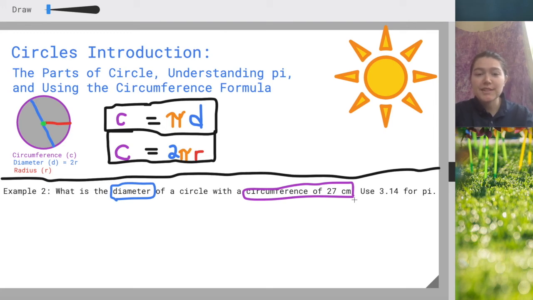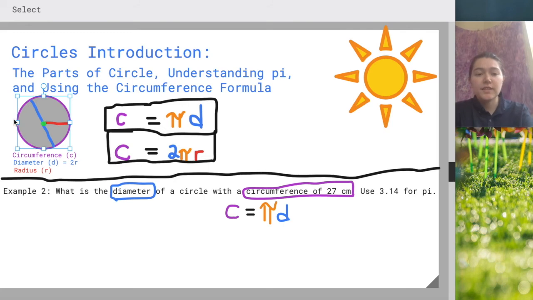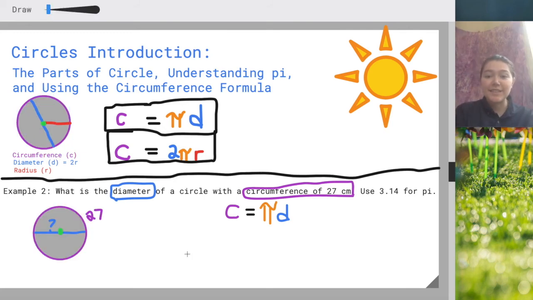Which of my formulas has both the circumference, c, in it, and the diameter, d, in it? This one, the top one, or the bottom one? The top one, right? The circumference is equal to pi times diameter. So I'm going to rewrite that. Okay, and then let me just quickly get a drawing of this. Circumference is 27 centimeters, and I'm trying to figure out what is the length of that diameter, that line straight across through the center.